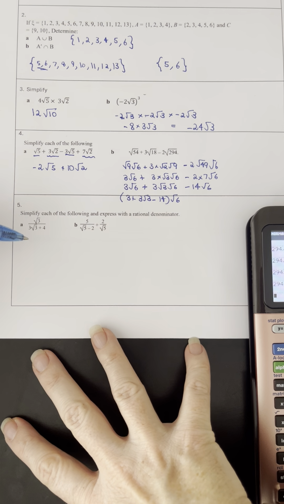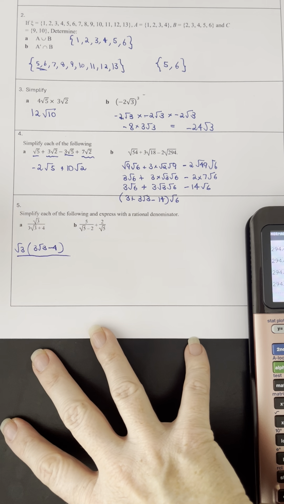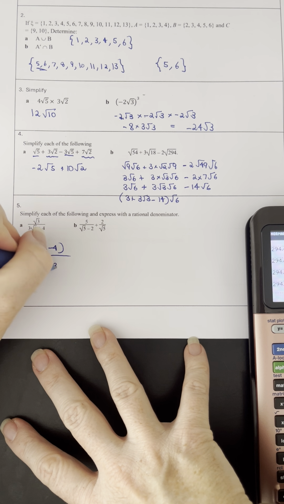When we get to our simplifying, so number 5, it is a bit of a tricky simplifying one. So we've got our root 3 over 3 root 3 plus 4. We want to rationalise the denominator. So to get rid of that on the bottom, I need to have on the top 3 root 3 take away 4, because I'm doing that technique where I'm using difference of two squares to get rid of the square root signs on the bottom.